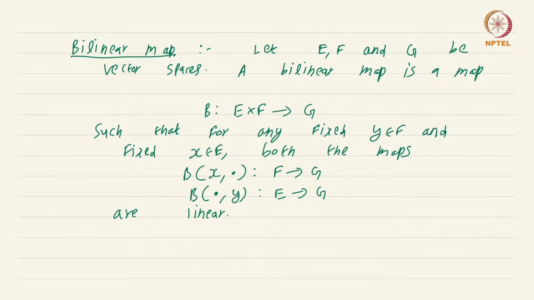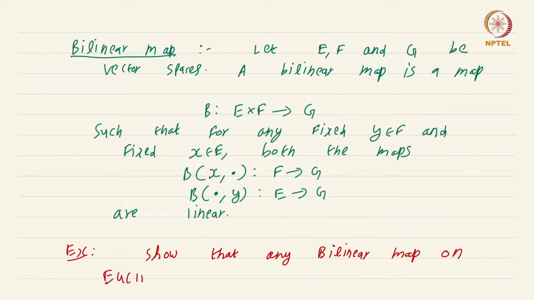So a bilinear map is just a map that's linear when one variable is fixed. So an easy exercise for you is the following: show that any bilinear map on Euclidean spaces, so E, F and G are Euclidean spaces, is continuous. Bilinear maps are automatically continuous.